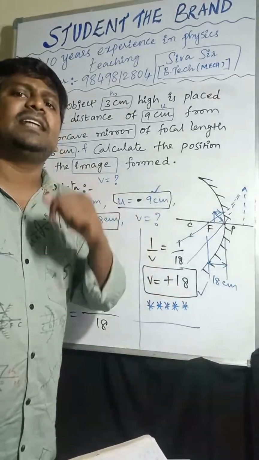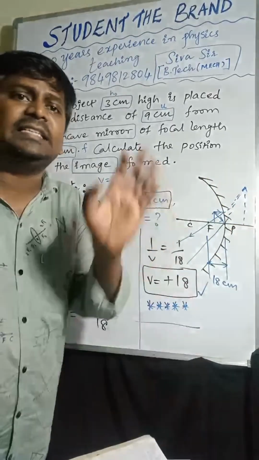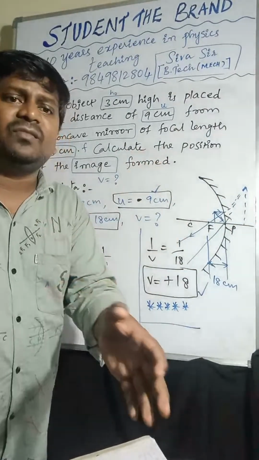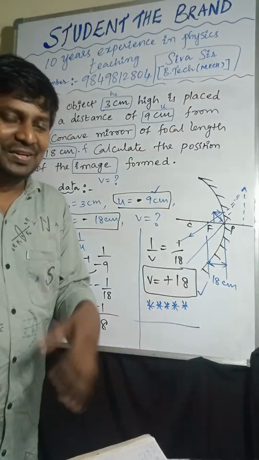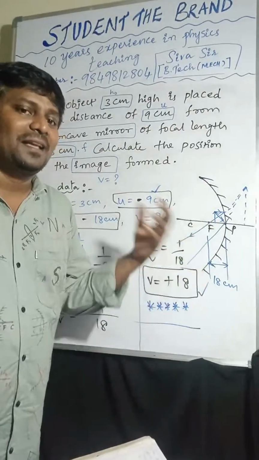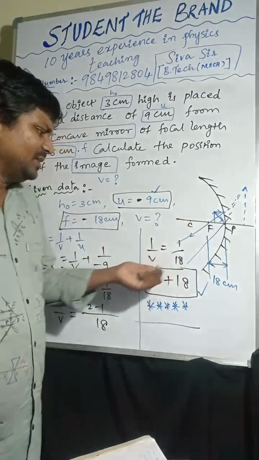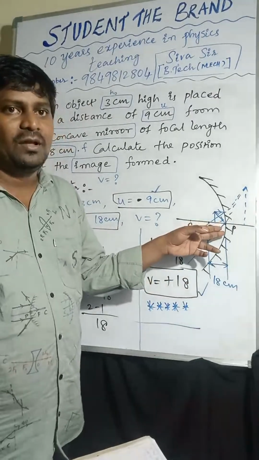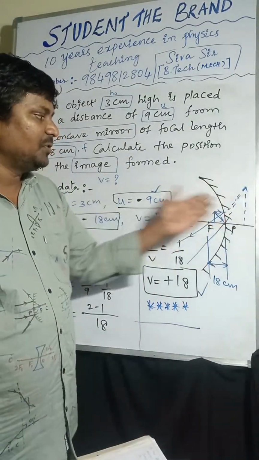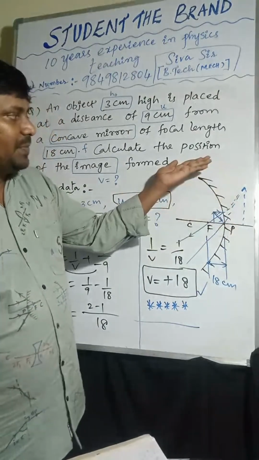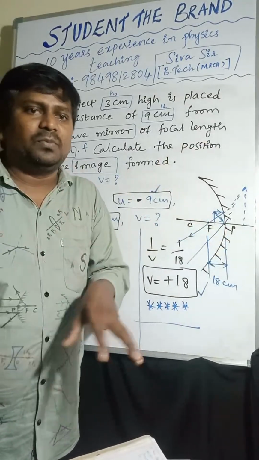New Cartesian sign convention. This is a song of the subject. For remembering sake, I converted the sign convention in the form of a song. All measurements we have to take from the pole. The direction of the incident ray is positive, opposite to the incident is negative, above the principal axis is positive, below the principal axis is negative. So there are 4 points. If you remember these 4 points, you can do any problem.